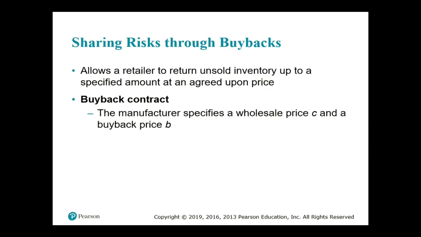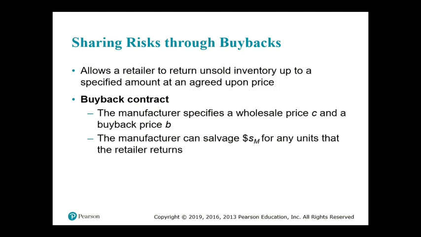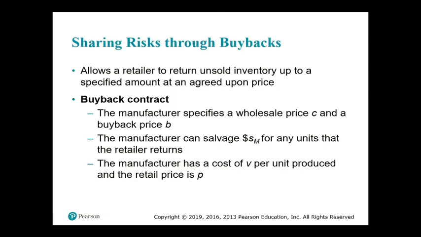And so in a contract, what we're going to specify is, on top of the wholesale price, what the buyback price is. And now the inventory is salvaged by the manufacturer after they buy it back from the retailer at a certain cost, which we will also ignore in our example. And the other assumptions are similar as before. So the retail price is P, and the manufacturing cost is V.